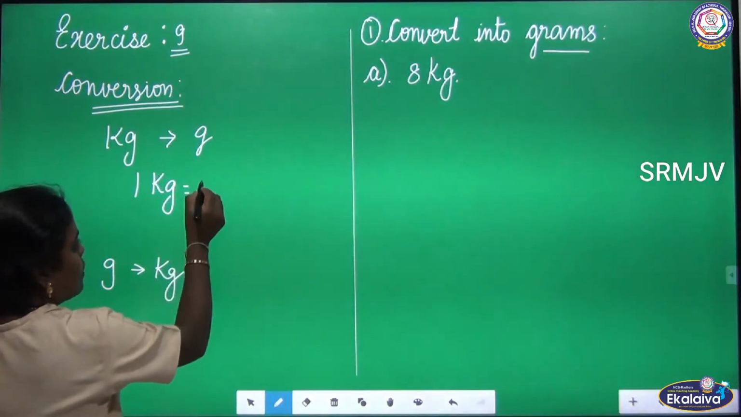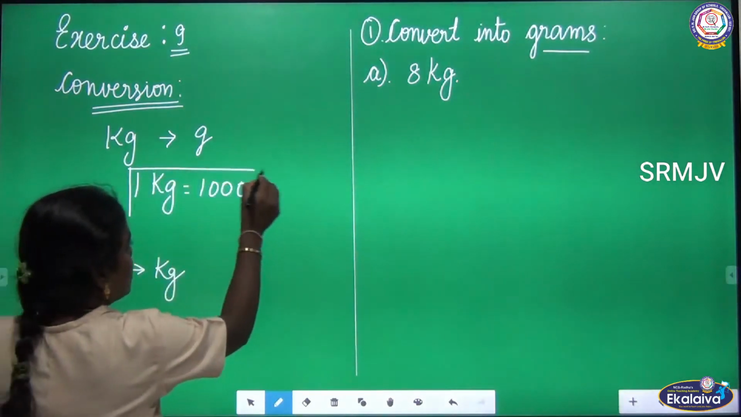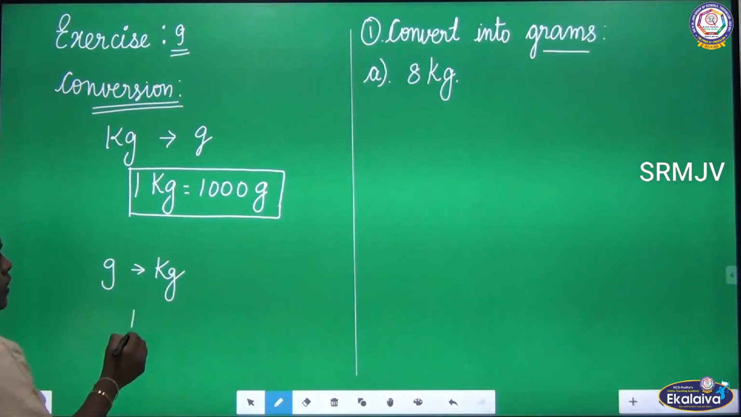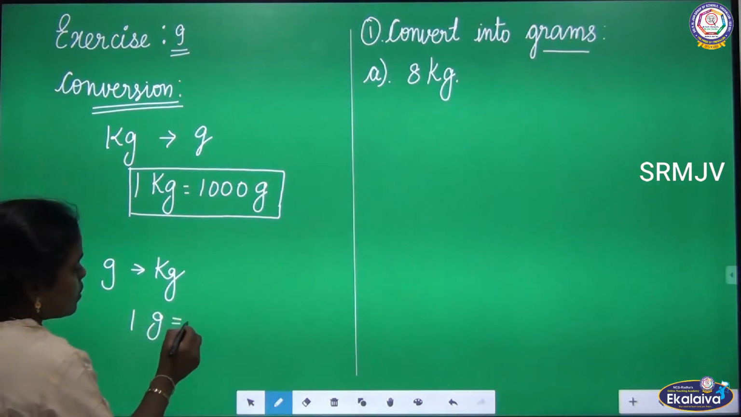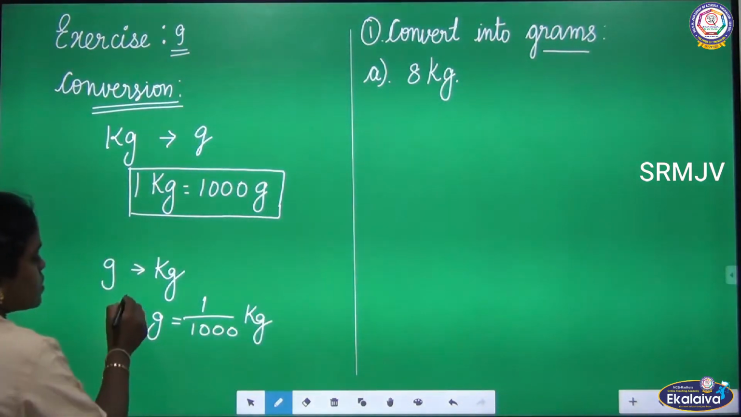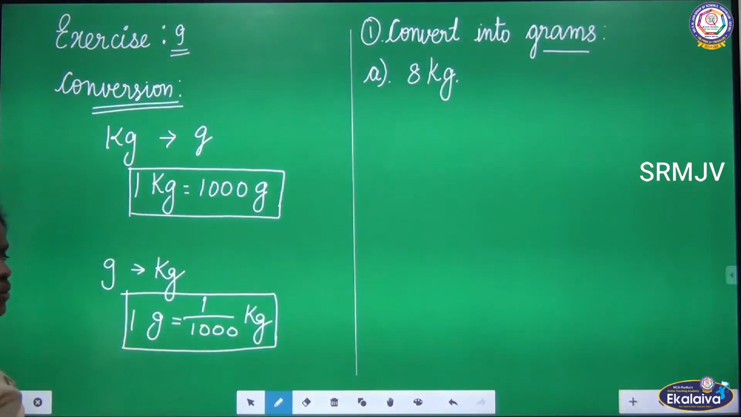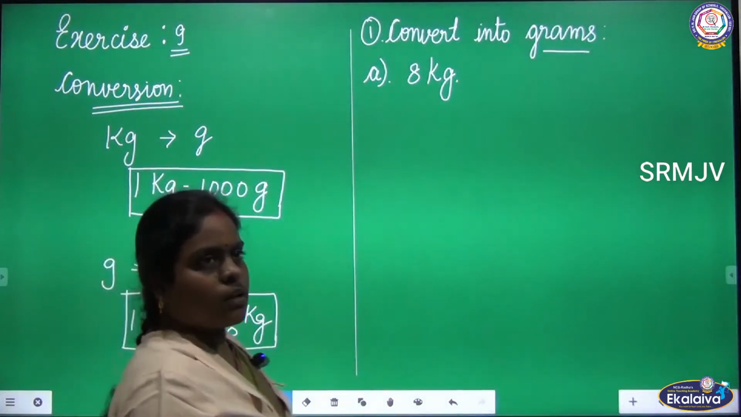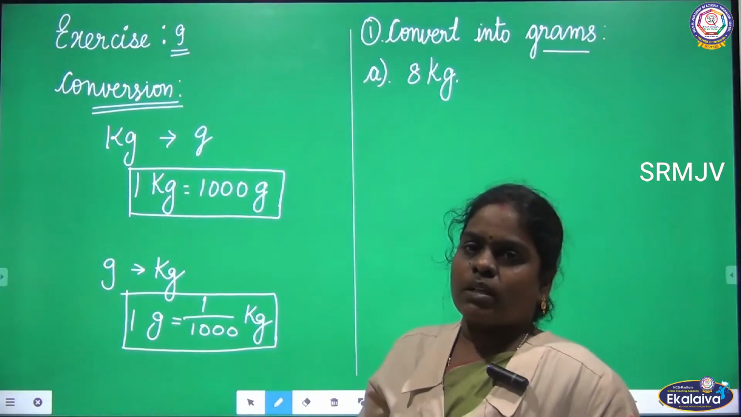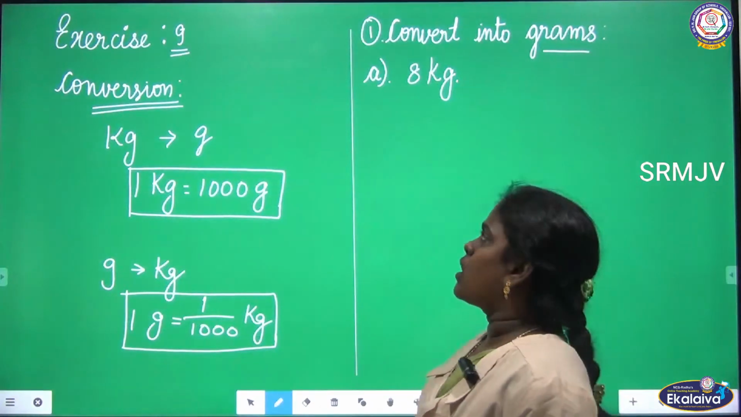1 kilogram equal 1000 gram. So this is the formula we are going to use when you are converting into grams. And the next formula, 1 gram equals 1 by 1000 kilogram. So this is the formula we are going to use to convert gram into kilogram. It is similar when we converted kilometer into meter and meter into kilometer. We are going to follow the same steps in this conversion also.